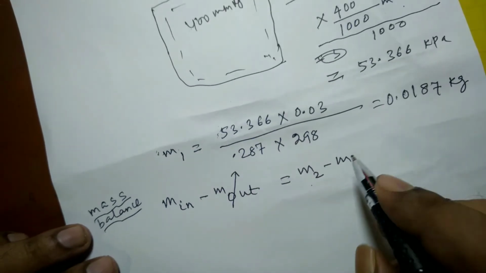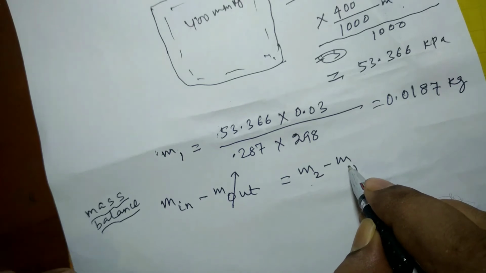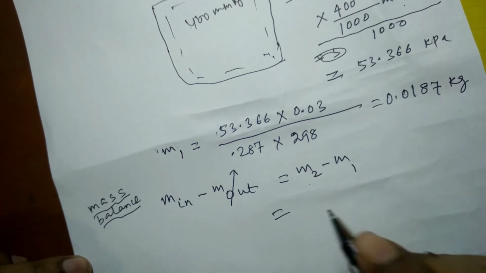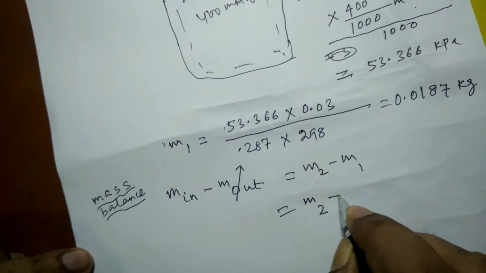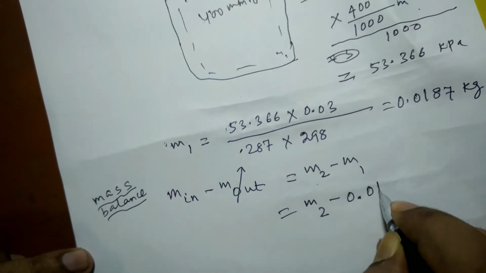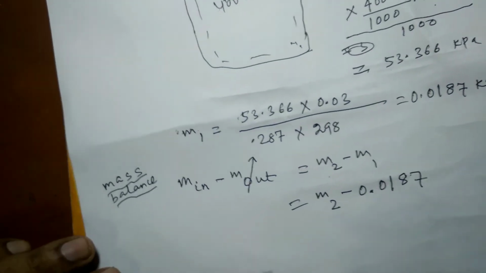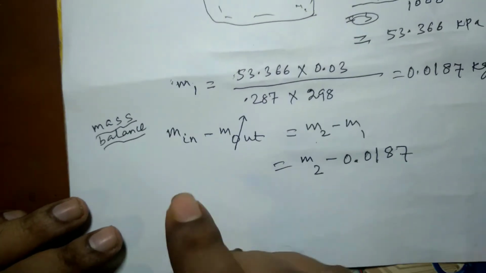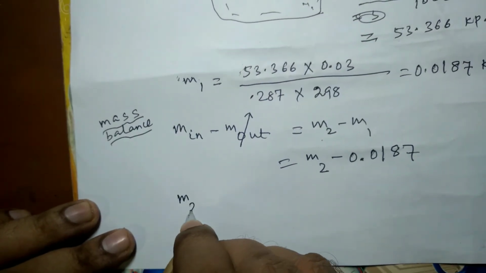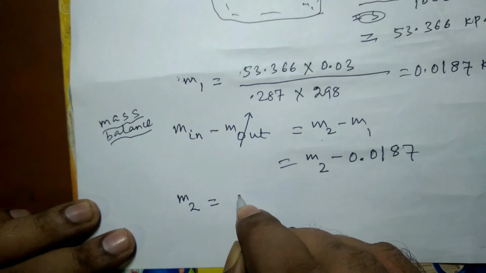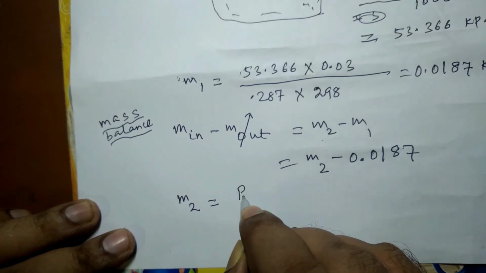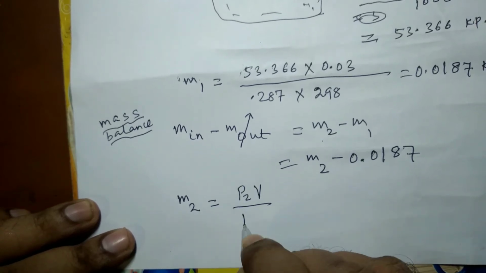So m2 minus m1, in this case m1 cannot be 0, so m1 is this much, m2 minus 0.0187. So m2 we can calculate, m2 is equal to P2 V, V remains same, and RT2.